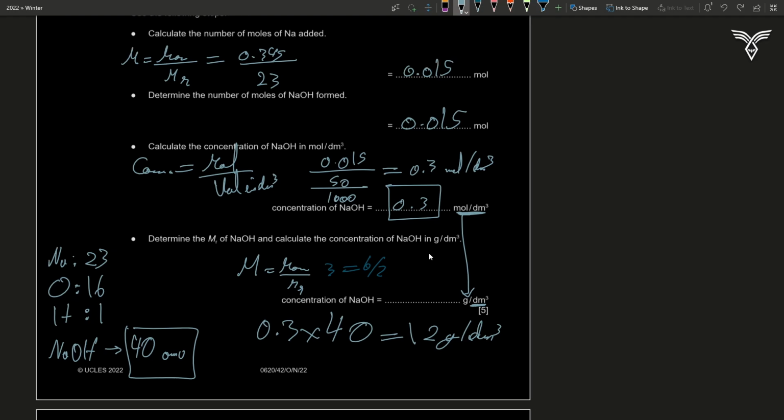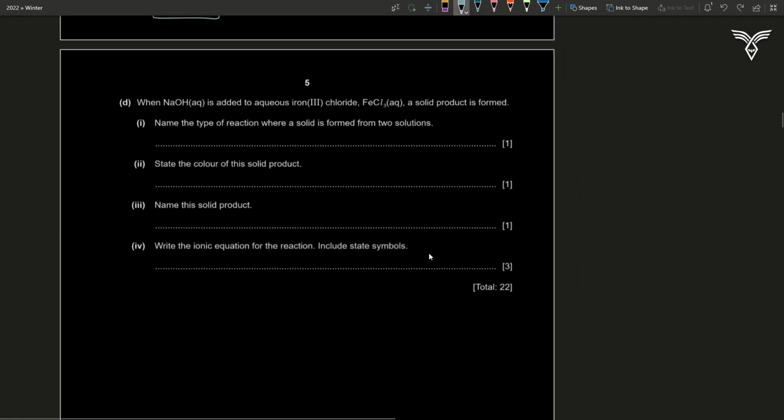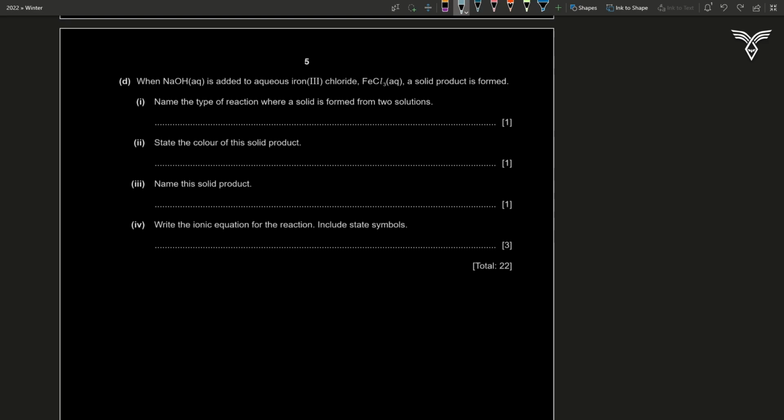Okay, I hope that made sense. Part D. When sodium hydroxide is added to aqueous iron 3 chloride, FeCl3, a solid product is formed. So we now know that the two reacted with each other and one of them displaced the other. Name the type of reaction where a solid is formed from two solutions. That's precipitation.